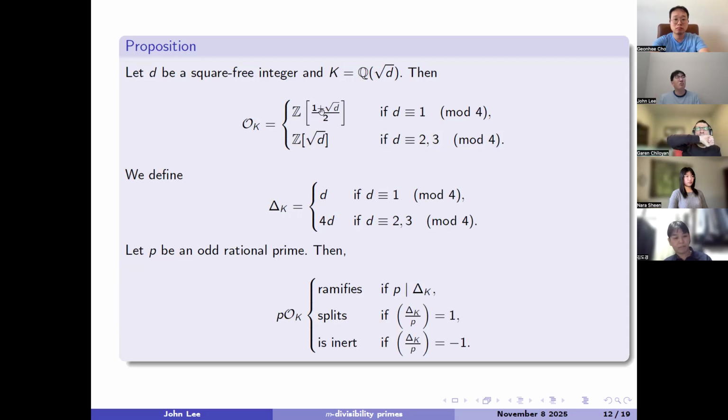And we define delta K, which is the discriminant of this field. That's D or 4D. Then for an odd rational prime P, whether P is ramified, split, or inert depends on whether P divides delta K or the Legendre symbol delta K over P is 1 or negative 1. So that's why the Legendre symbol is important, because it tells us the splitting behavior of a prime in each field. Basically, the Legendre symbol is talking about whether a certain number is a quadratic residue.